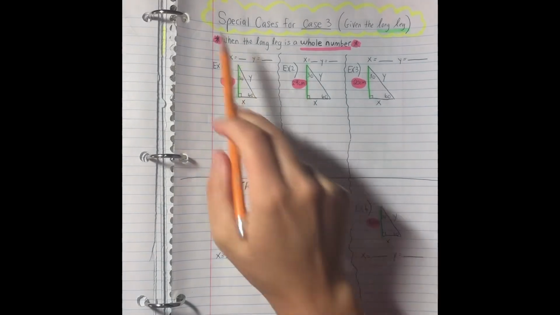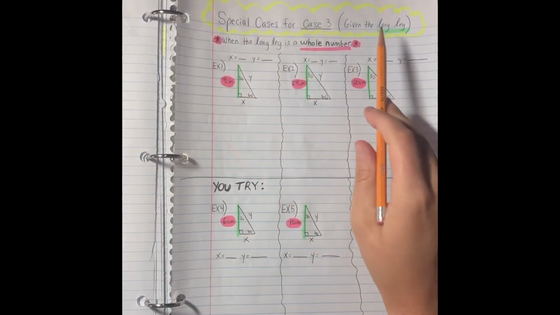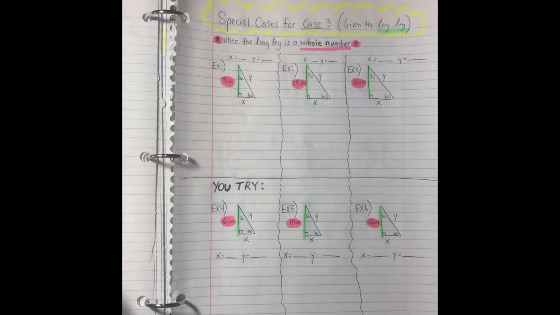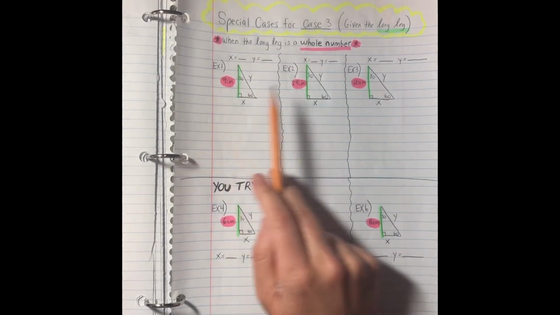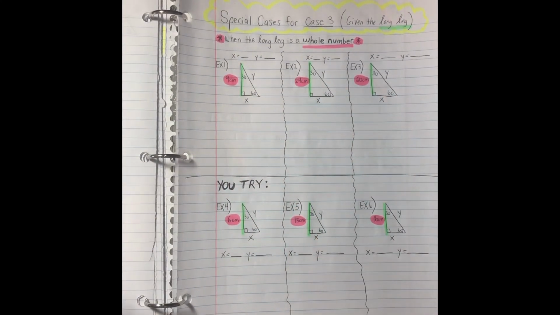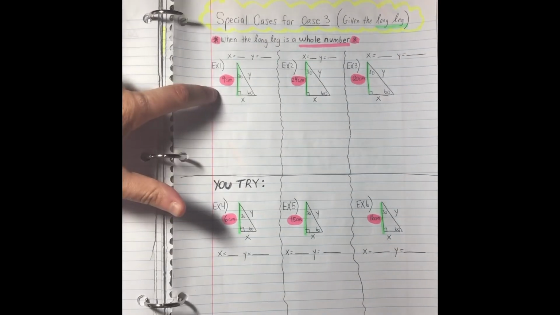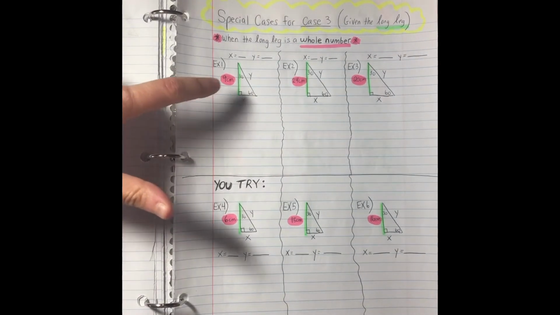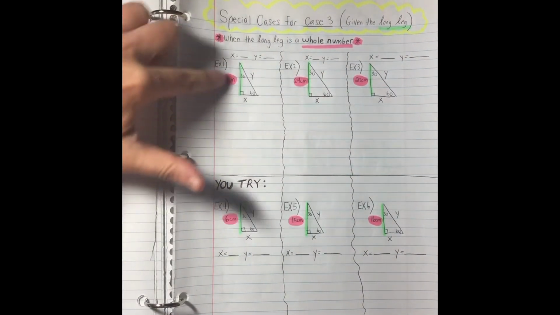Okay, now our special cases for case 3, given the long leg. Lucky for you guys, we've already done a ton of practice dividing radicals and rationalizing. You did that a lot with the 45-45-90. So I can actually use my shortcuts for these as well. I'm going to show you. But again, I'm going to walk you through rationalizing and then show you the shortcut we can use for the long leg when it's given as a whole number.